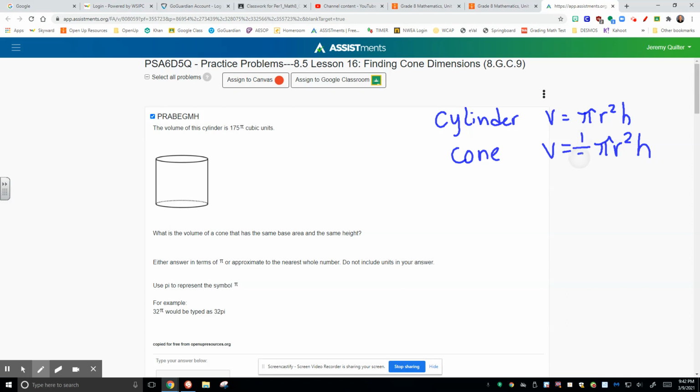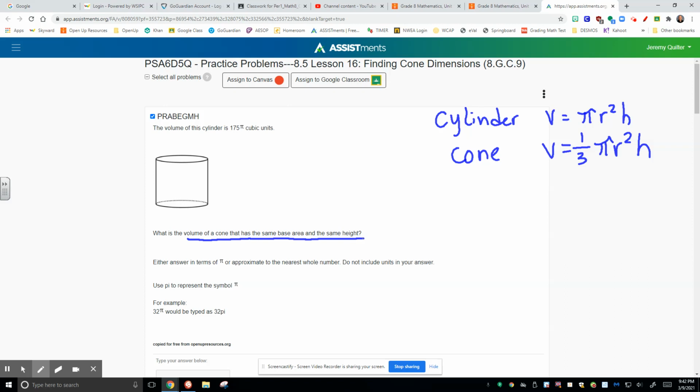But what we learned in the lesson is that the cone is 1/3 the volume of a cylinder that has the same radius and the same height. So when we look at this, we see the volume of this cylinder is 175 times pi cubic units. What is the volume of a cone that has the same base area and the same height?